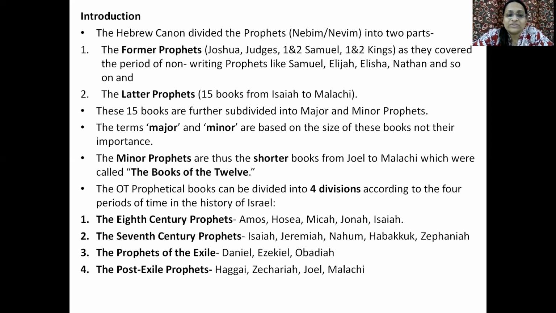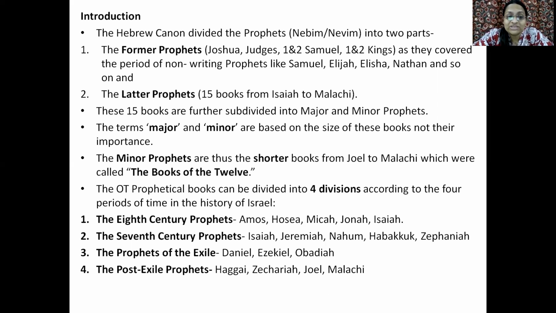Okay, so the minor prophets, what do we know? We have already mentioned the major prophets, that is Isaiah, Jeremiah, and Ezekiel, according to the Hebrew canon. The minor prophets were actually shorter books from Joel to Malachi, which were all in one scroll. All the 12 small books made up one scroll, and thus it was called the Book of the 12.